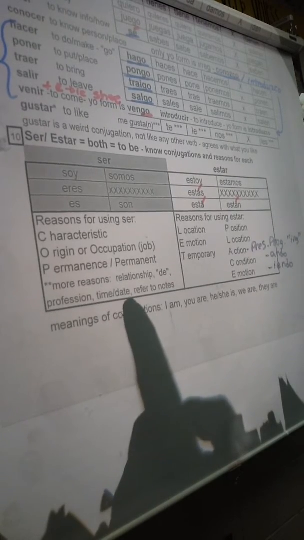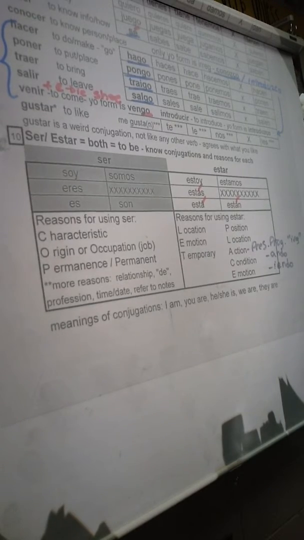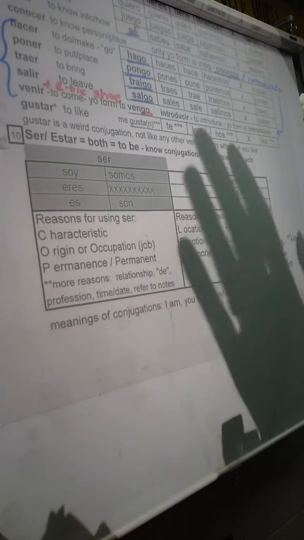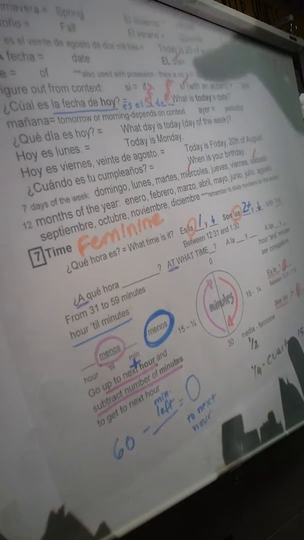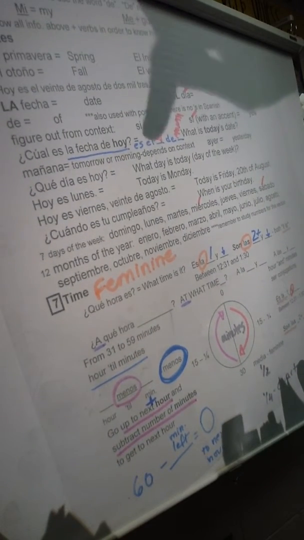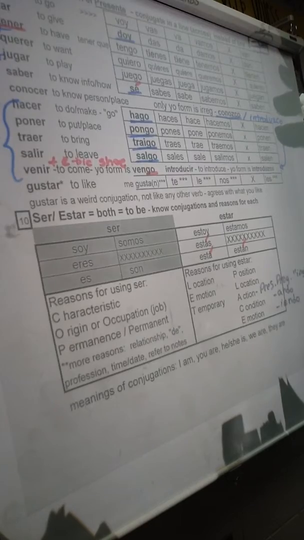However, time and date we know for sure aren't permanent. Those change every day, every second, every minute. So just know all your reasons for ser and why we use it. And remember that when we talked about date and time, we used es, son for time, and then for your dates you only have to use es because you're only dealing with just numbers there, not singular or plural.